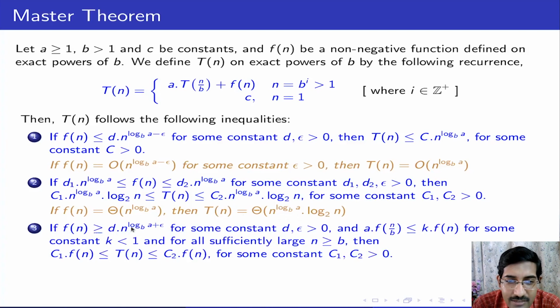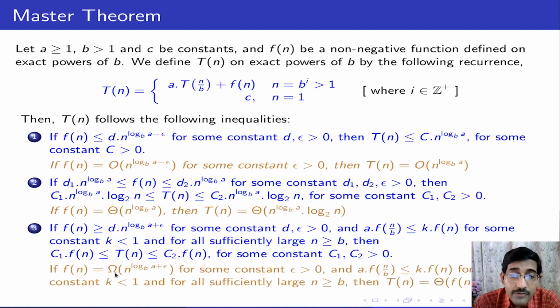And when f(n) overshoots, then for certain conditions on f(n), we get that T(n) is sandwiched within the f(n) growth rates. So we say that if it is omega, meaning it is crossing this growth rate and is higher than this growth rate, and this condition holds, then T(n) equals theta of f(n). So this is called the Master theorem.